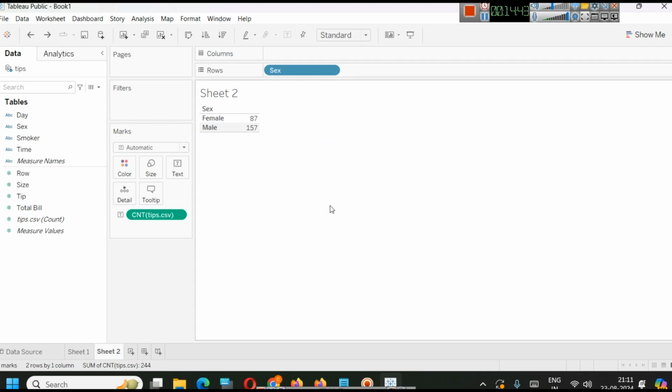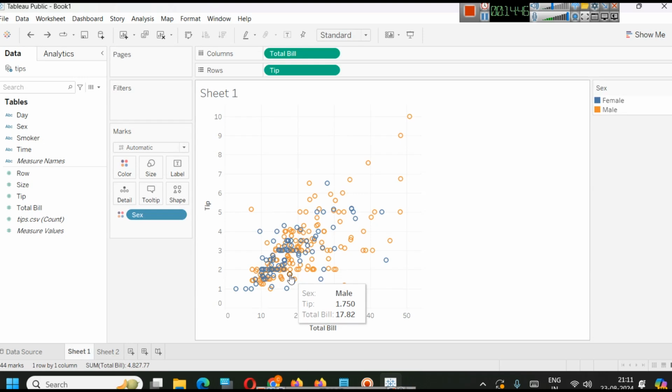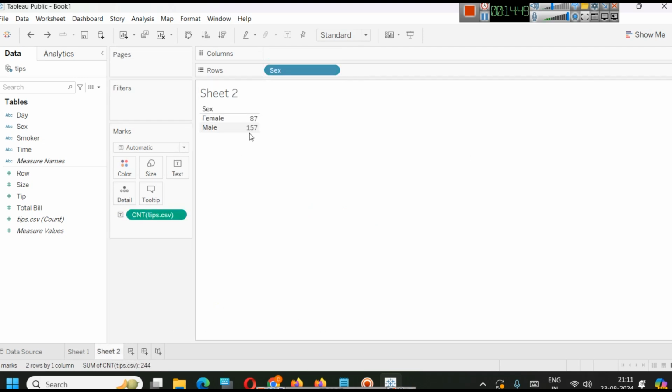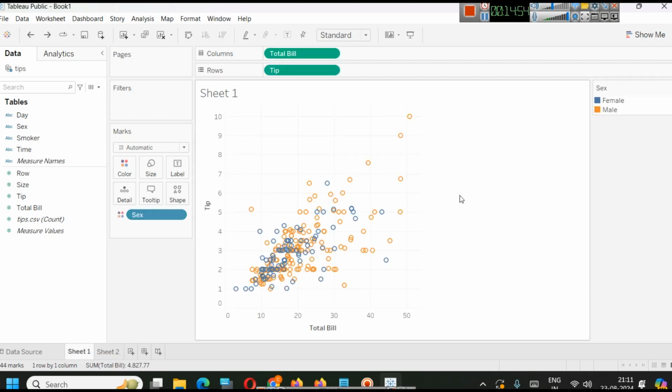Now we will keep it like this. So obviously there are more orange points, which we can conclude from here also. There are more orange points, but it also tells us that actually male and female gave tips in different fashion. So the main conclusion or main analysis that I can draw from this is, yes, this variable called sex is kind of a deciding factor. It is somehow affecting the amount of tip.